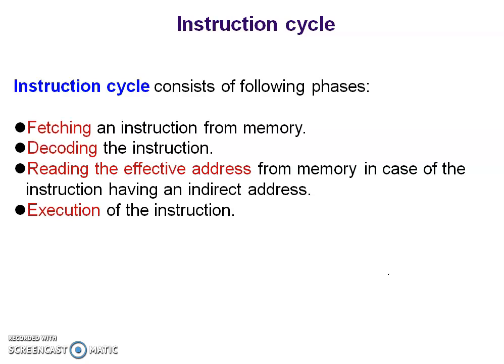So starting with fetching, decoding, reading the effective address, execution. These are the different phases of any instruction cycle. Fetching is like fetching any instruction from the memory, decoding the instruction, that is identifying the operation as well as the operands, then reading the effective address from memory in case of instruction having an indirect address.